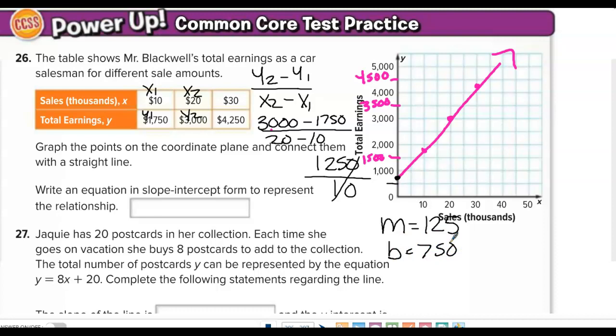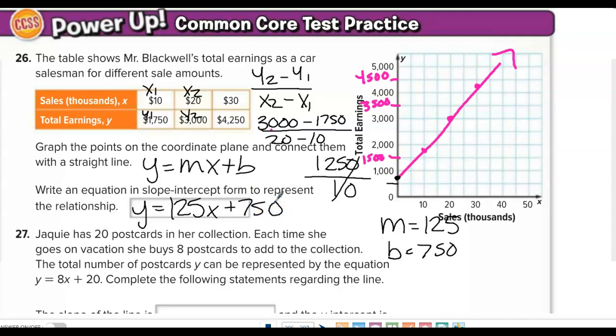This one's a little harder because you don't know exactly what it is. Most of the problems I give you will be exact and it'll be easier to determine. Okay. So then my equation is y equals mx plus b. Y equals, what's my m? 125x plus 750.